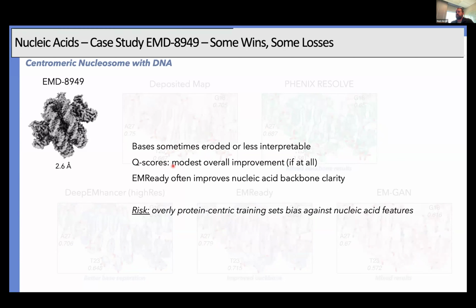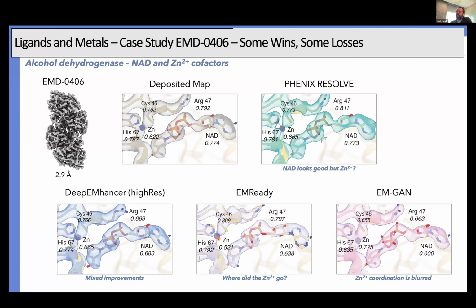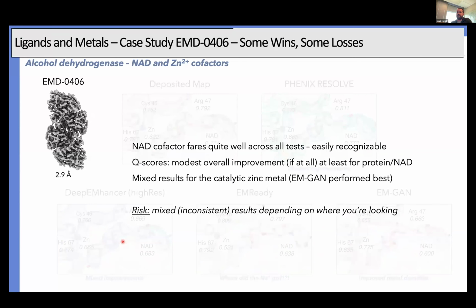For DP enhancer, there was a mixture of improvements where the zinc is somewhat retained in this catalytic site, but in general, the best improvements were seen for the NAD cofactor, but overall things kind of decrease as far as Q score. For EM Ready, even though the NAD doesn't fare as well compared to the others, the zinc ligand is surprisingly missing in this modified map. Whereas in EM GAN, you get improvements in both the NAD cofactor as well as the coordination of the zinc in its local environment. And so what's interesting is because these are proximal in their local chemical environment, they're experiencing different types of map modification.